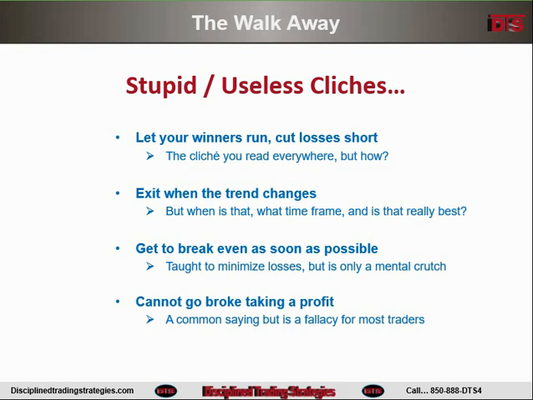Of course, you let your winners run, cut your losers short. How do you do that? Where, when, how? It doesn't help us. Exit when the trend changes. That actually is not correct, although in theory you may think it is. This slide is actually from a class that I teach. We go on to discuss how that actually is not correct, exiting even though you may be in a trade because it's an uptrend.